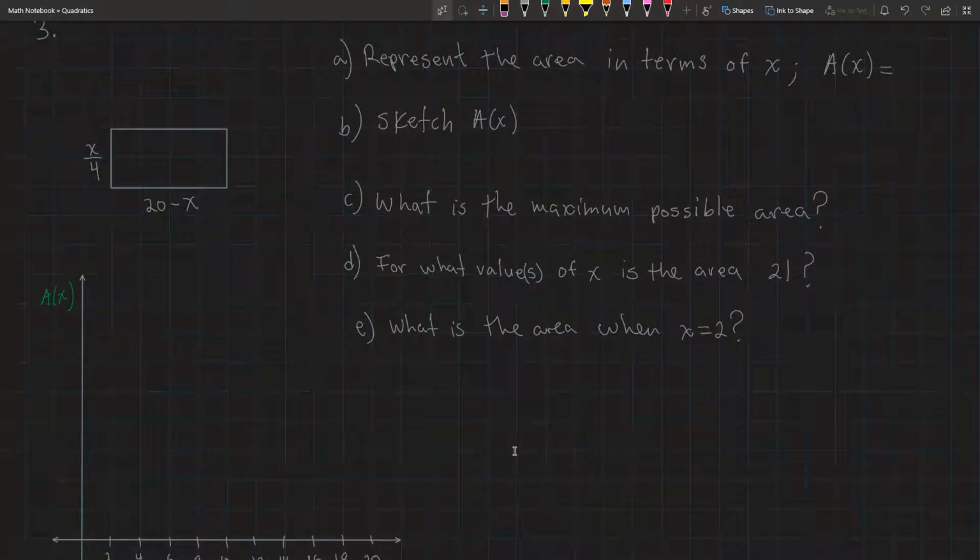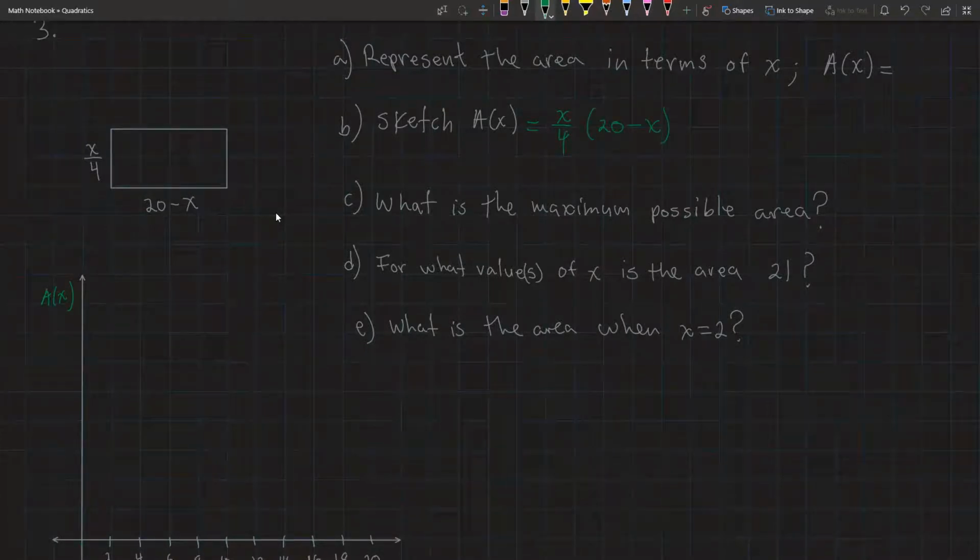Here we go. Maybe you want to try this ahead of myself, but if not, let's check it together. The idea is the same. Let's represent an equation for area: base times height, or length times width. The width is x over 4. The length is 20 minus x.